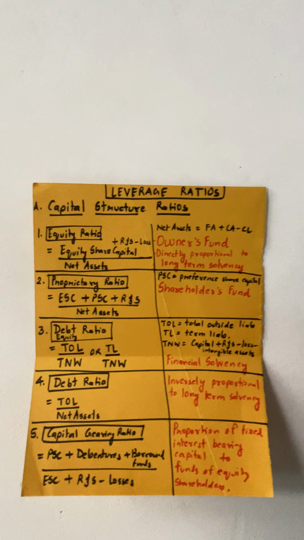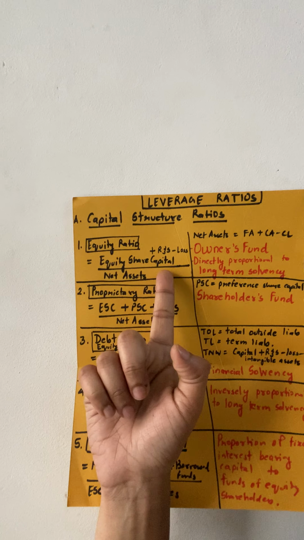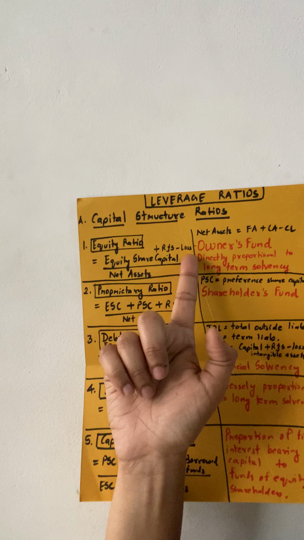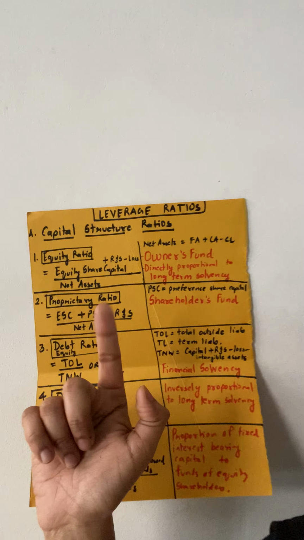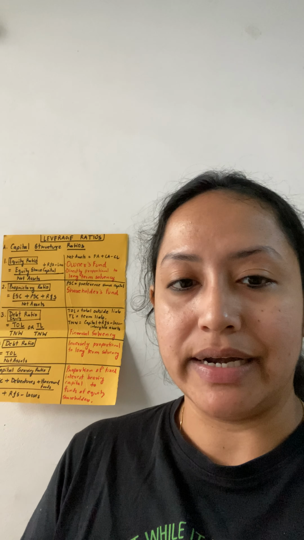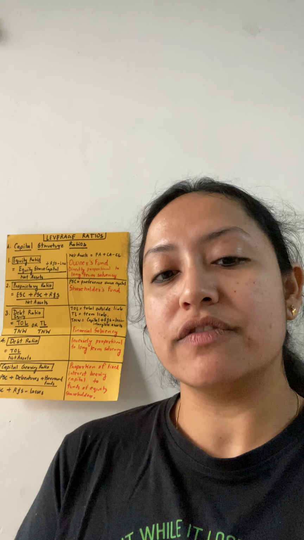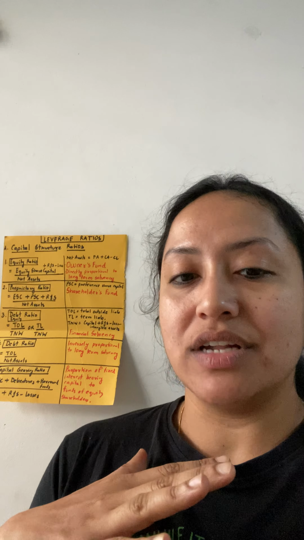So the formula of equity ratio is equity share capital plus reserves and surplus less loss divided by the net asset. Net asset here is the fixed asset plus current asset less the current liability. Now what does this ratio tell us? This ratio tells us how much of the net assets of the business has been funded by the owner's equity.